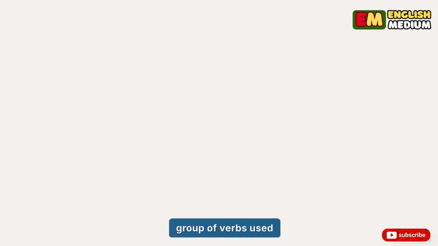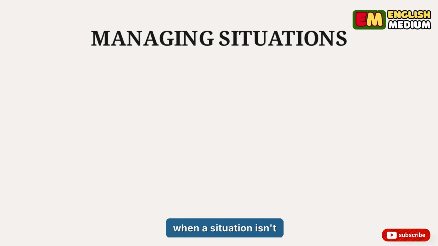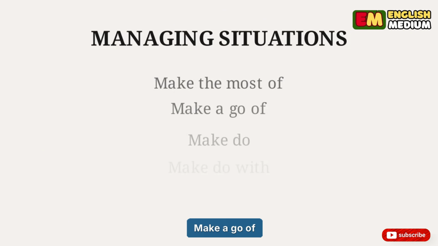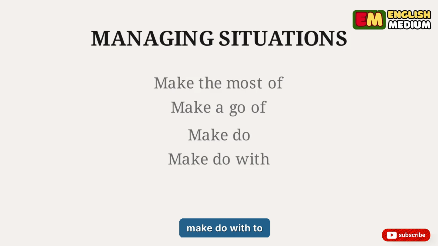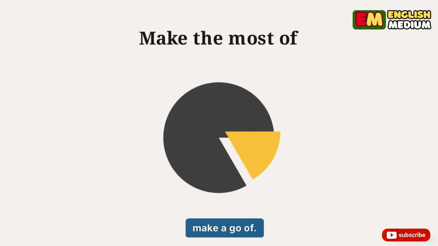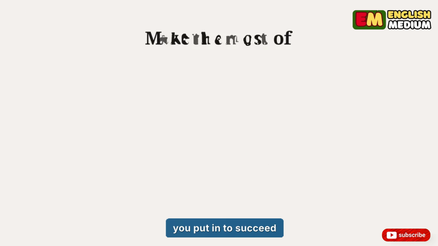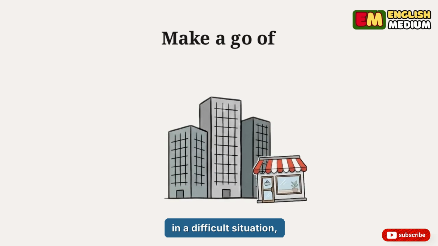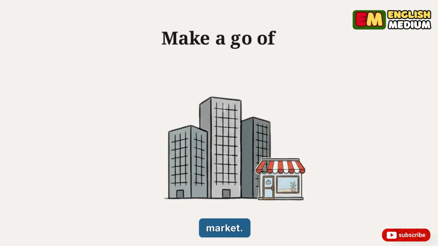We can start with a group of verbs used when a situation isn't perfect, but you have to manage it anyway. Make the most of, make a go of, make do, and make do with. To make the most of something means to get the maximum benefit from a limited resource, like a short vacation. To make a go of it describes the effort you put in to succeed in a difficult situation, like starting a new business in a crowded market.